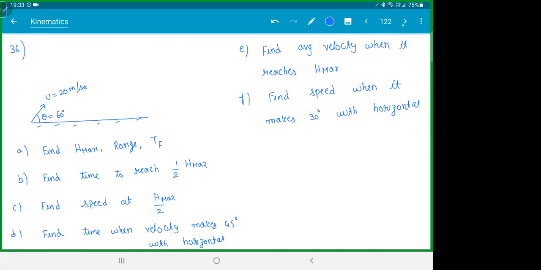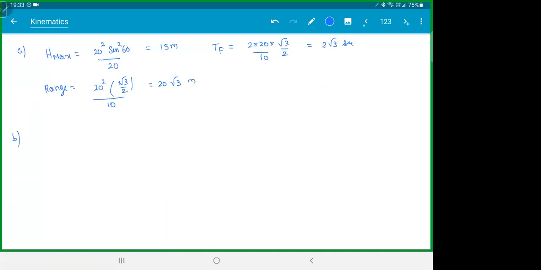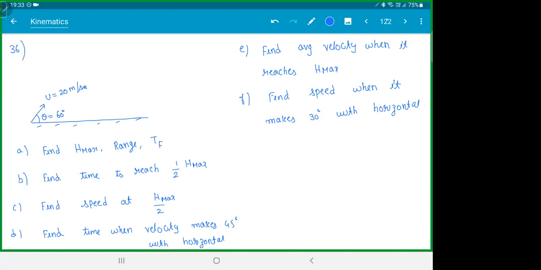Now listen carefully. You want to find the time when h max by 2, means, tell me one thing. See, whenever you solve a question, think like this. When you say h max by 2, are you talking about vertical direction or horizontal direction?